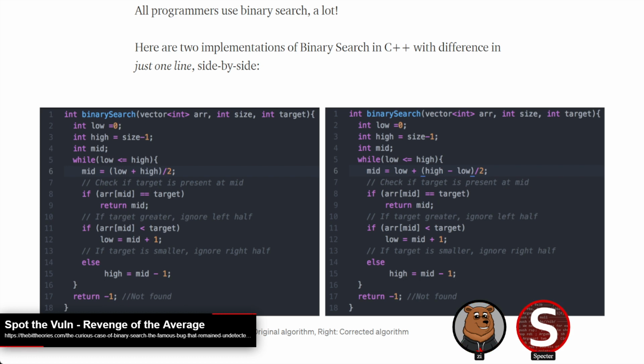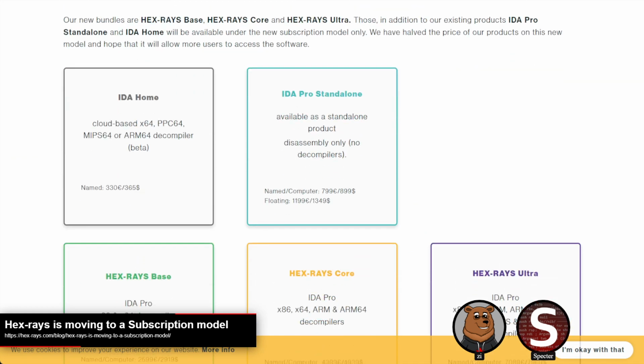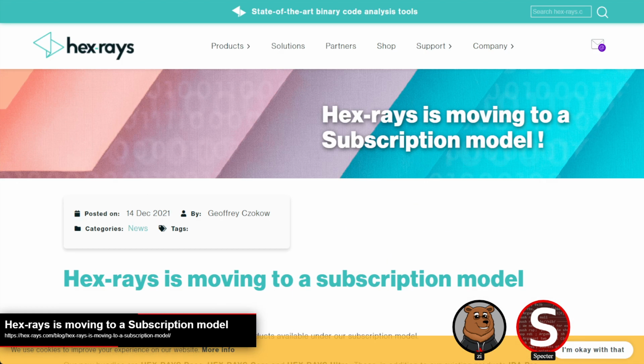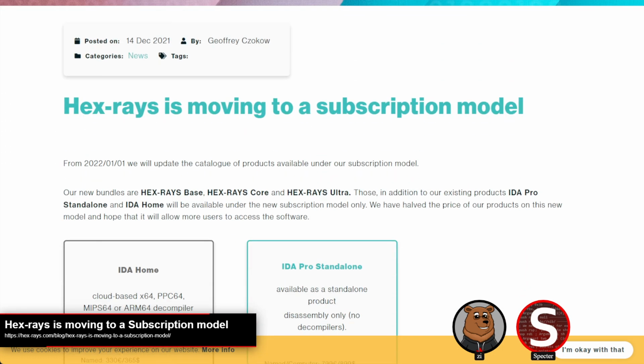Yeah, for sure. All right, so we had some last minute news that we decided to tack onto the podcast today, which is an announcement from Hex-rays. Hex-rays decided they want to turn into Adobe, and they've turned IDA into a subscription model.